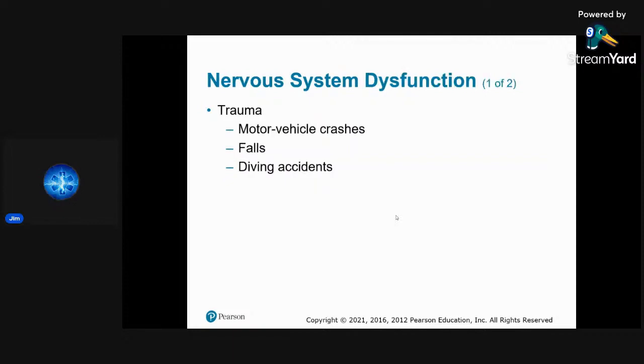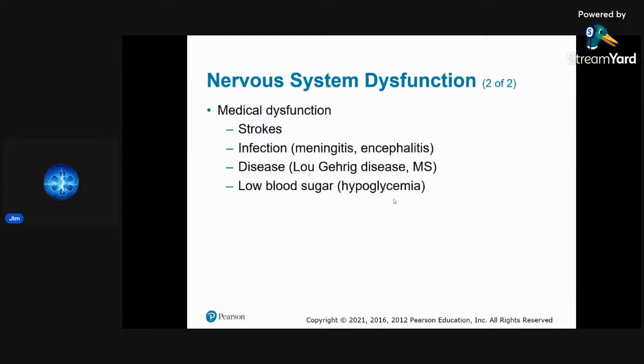Types of trauma that can cause damage: motor vehicle accidents, falls, diving accidents, blunt force trauma, like getting smacked in the head with a baseball bat or a club, and penetrating wounds like gunshots or knives. These can all be part of the trauma. Medical dysfunctions include stroke, infections, meningitis, and encephalitis, swelling in the brain. Certain diseases like Lou Gehrig's disease and MS affect your neurons and block the messaging. And low blood sugar, or hypoglycemia.